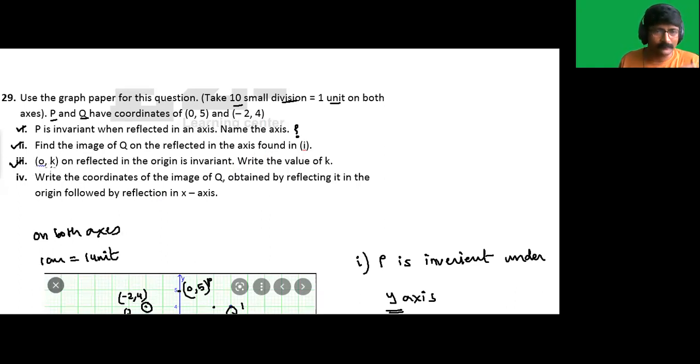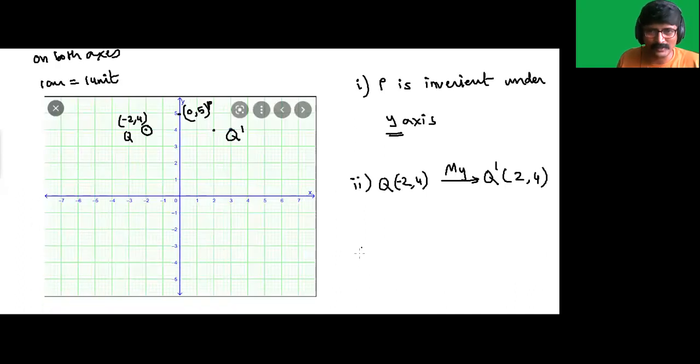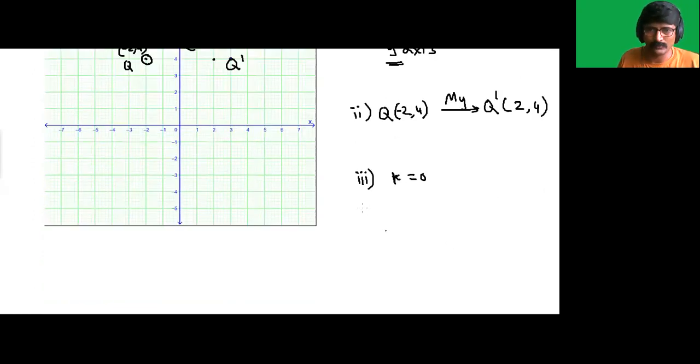0 comma k, reflected in the origin, is invariant. Write down the value of k. Now remember that 0 comma 0, the origin, is invariant under the origin, isn't it? Origin is only invariant under origin, so k has to be 0. Isn't it? So k has to be 0, and you can write down the reason over here as k is equal to 0 because the origin is invariant under the origin.